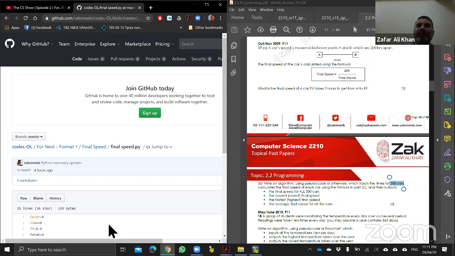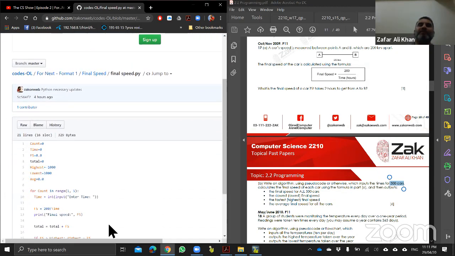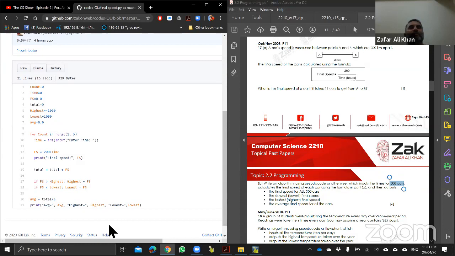In Python, we don't have to declare variables. As soon as you initialize a variable with a value, Python creates the variable, declares it itself. And then we have got for count in range 1 to 5. We don't use the word then over here. Rather, we have got this colon. This colon means that it is then.